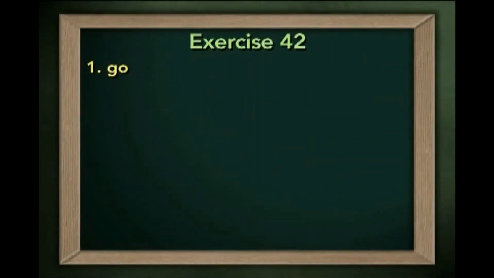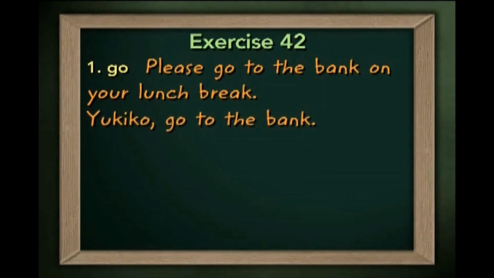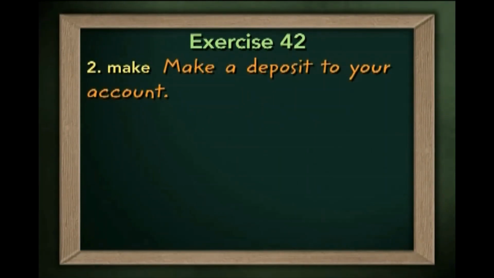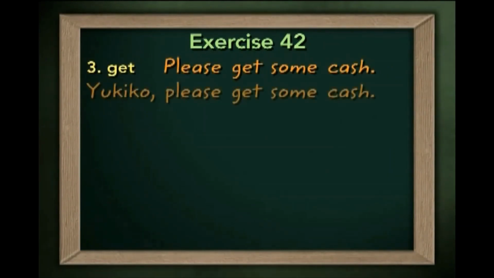All right, let's review. You saw a verb, go, and you wrote a command or a request using the banking passage, information, or vocabulary. So, for go, you wrote, please go to the bank on your lunch break. Or Yukiko, go to the bank. Make, you wrote, make a deposit to your account. Get, you wrote, please get some cash. Or Yukiko, please get some cash.